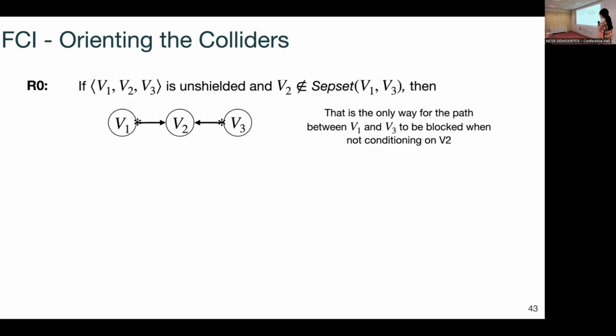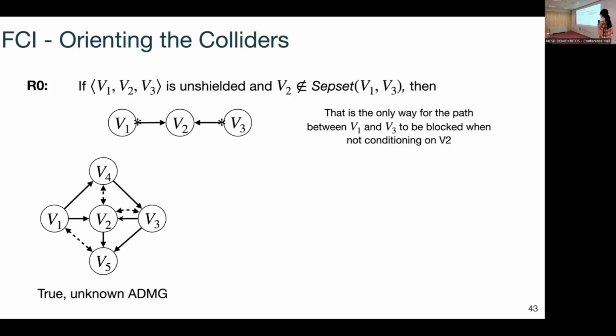So this means that V2 has to be a collider, because otherwise, if you were conditioning on the collider, you would be opening this path and they wouldn't be independent. So you see, the proof of these rules is very simple. It's just like finding contradictions. And you'll find this collider by this idea that I told you.